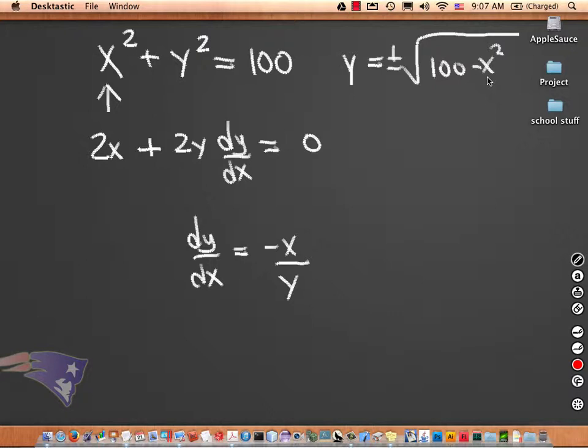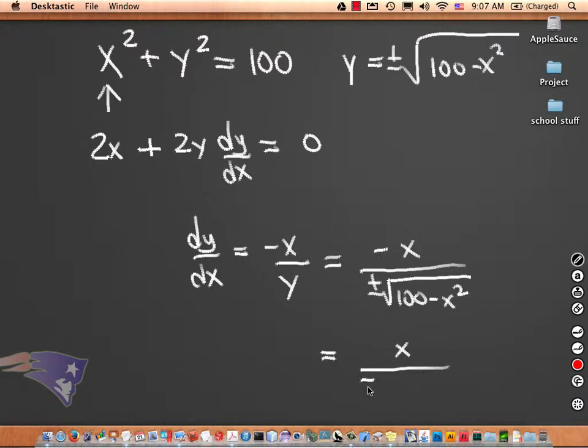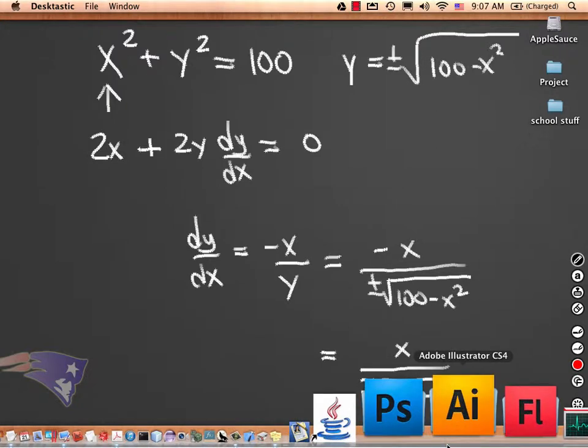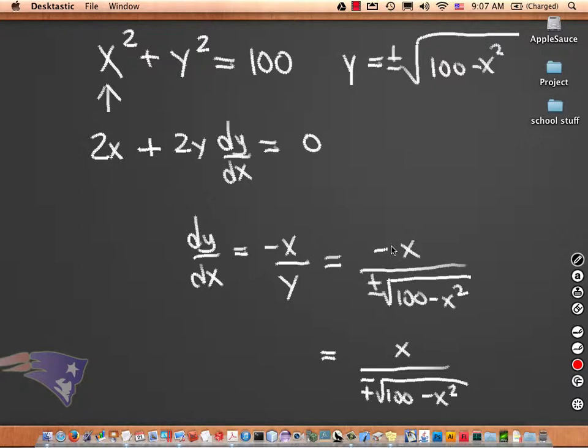So we put that back into the dy/dx we found. This would equal negative x over plus and minus the square root of 100 minus x squared. But the negative here would do this, McKenna. It would become x over minus plus the square root of 100 minus x squared. There is a difference, a very slight difference. Overall, there's no difference. But in the very slight sense, the negative would make the positive negative, and the negative would make the negative positive. So it switches the two around.